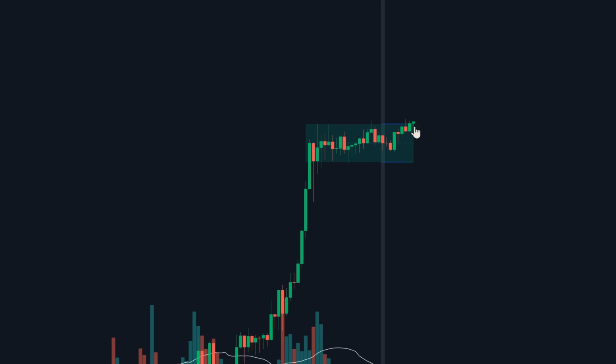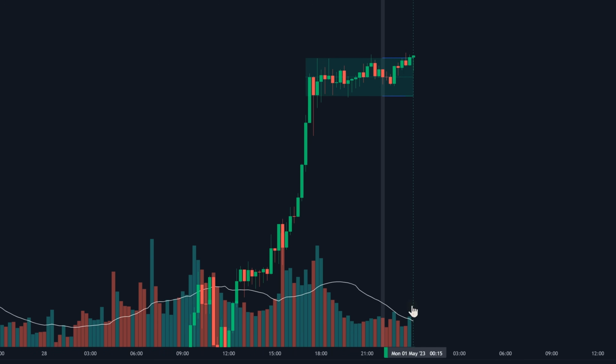This basically means that the price just broke and closed above the range without breaking below it. Now, for this breakout to be valid, it needs to be accompanied by significant bullish volume. To confirm that, we're going to make sure that this volume bar closed above this white moving average.